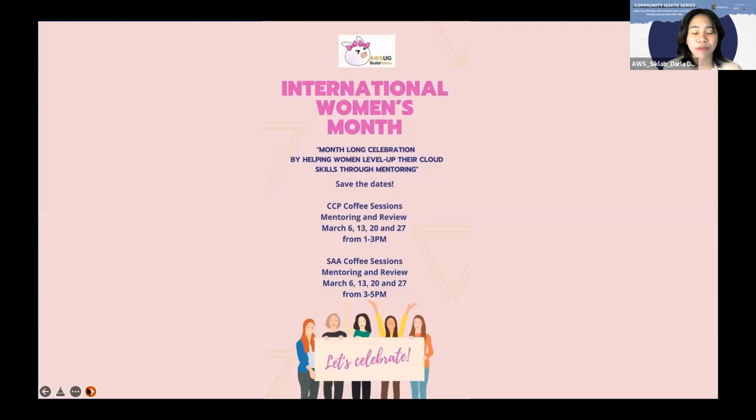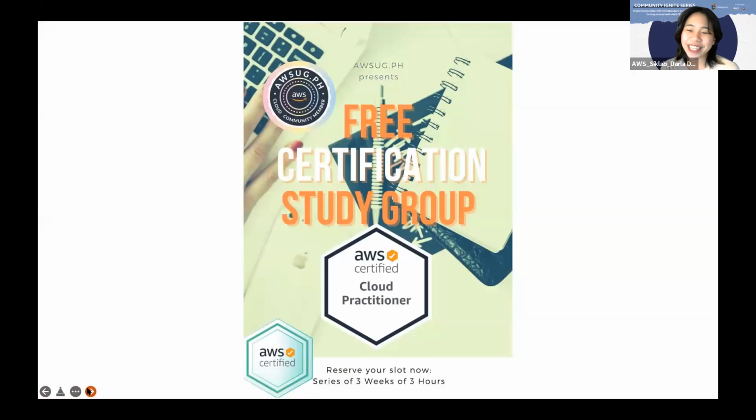So the CCP will be from 1 to 3 p.m. followed by SAA coffee chats from 3 to 5 p.m. See you there. And also, ayan, hindi pa tapos, there will also be a study group for the Cloud Practitioner Certification exam by AWS User Group Philippines. It is all for free, but it has limited slots. So you have to reserve your slot for this 3-week study group. It will be happening from March 13 to 27. And for more information, you may ask or go to AWS User Group Philippines. I will send the invite link in the chat. There you go.